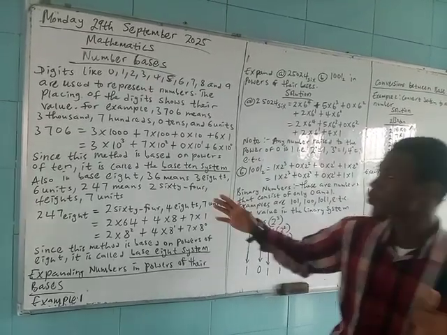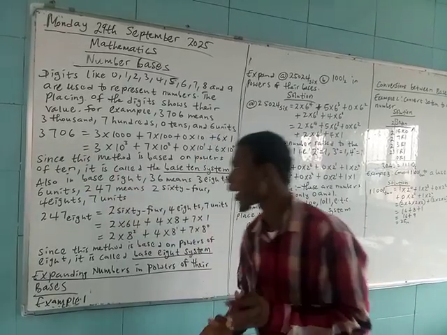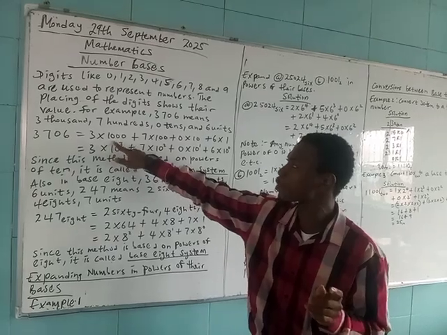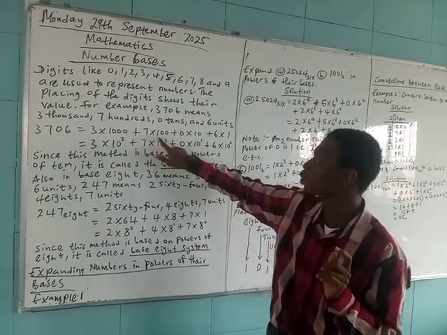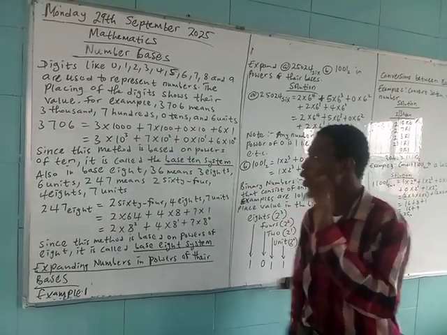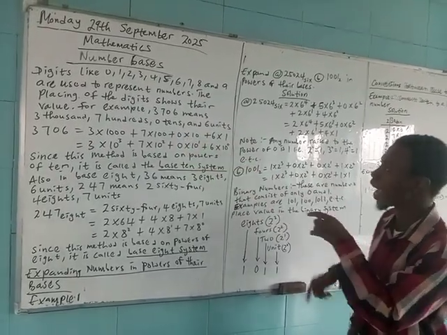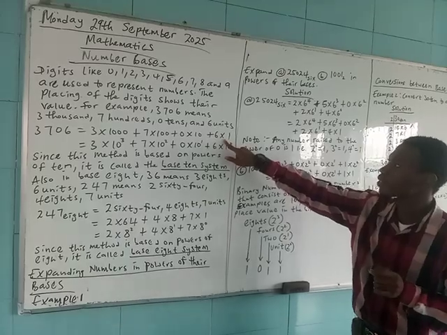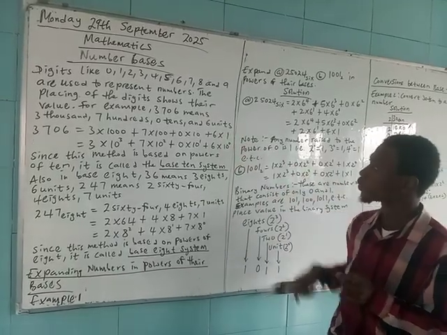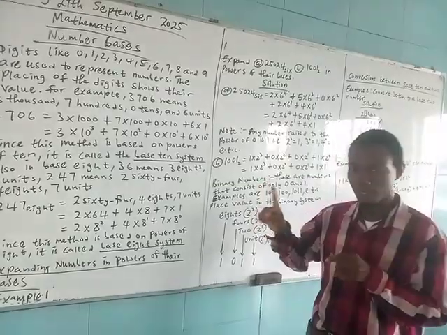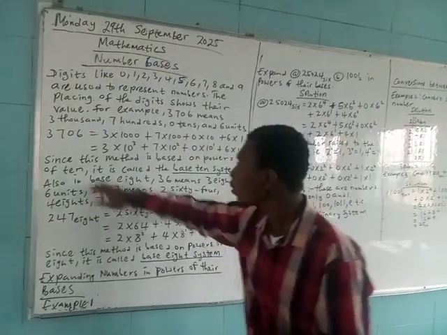So, in terms of expansion of this number, we know that this is 3 what? 1,000, that is 3 times 1,000. 700, that's 7 times 100. 0 tens, that is 0 times 10. 6 units, so it is 6 times 1.